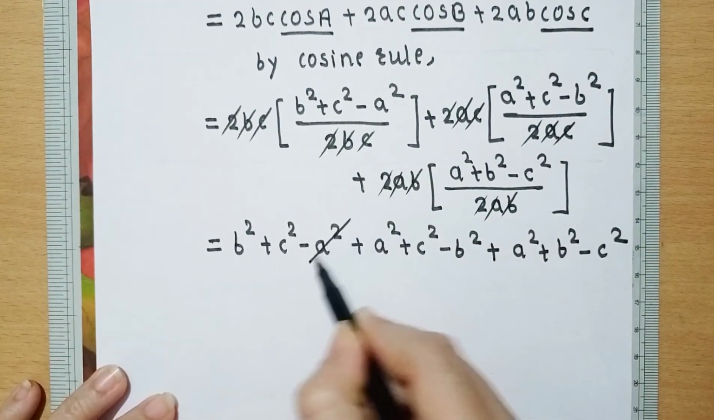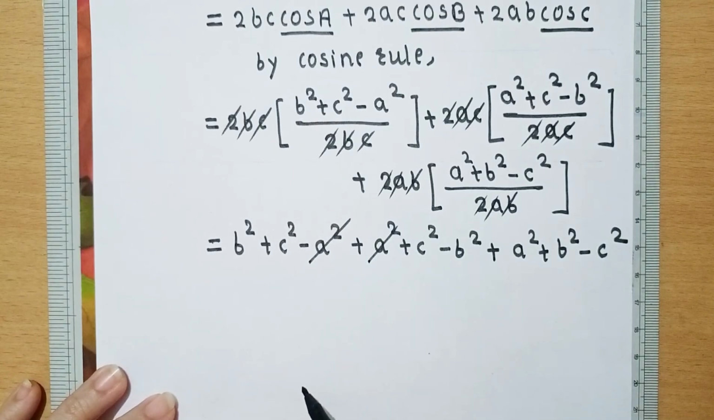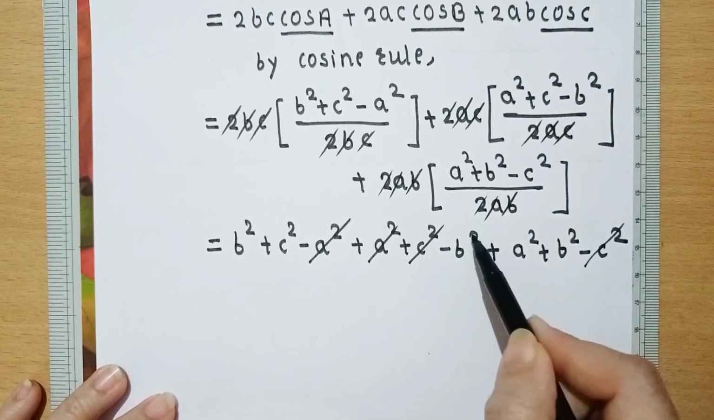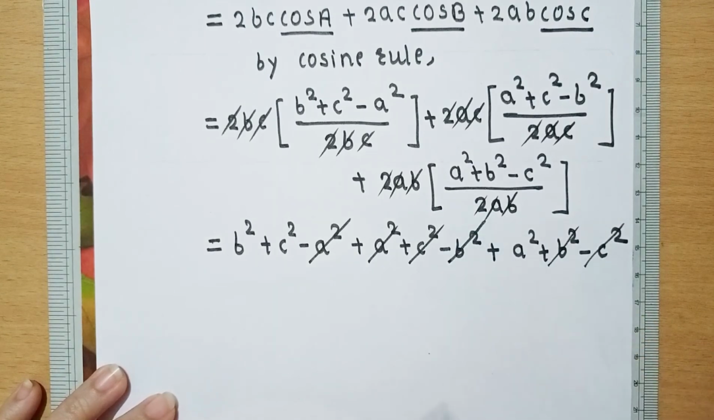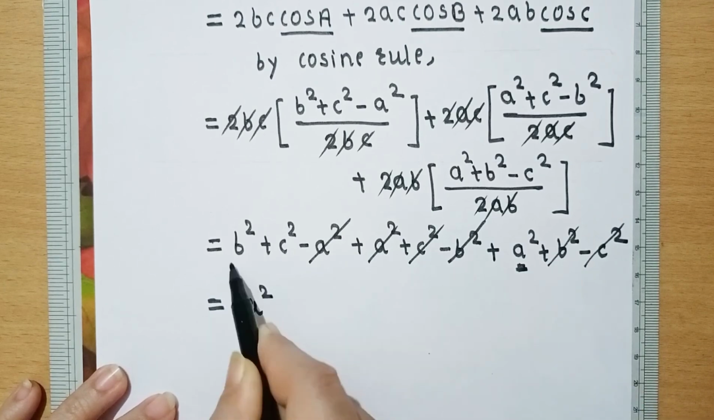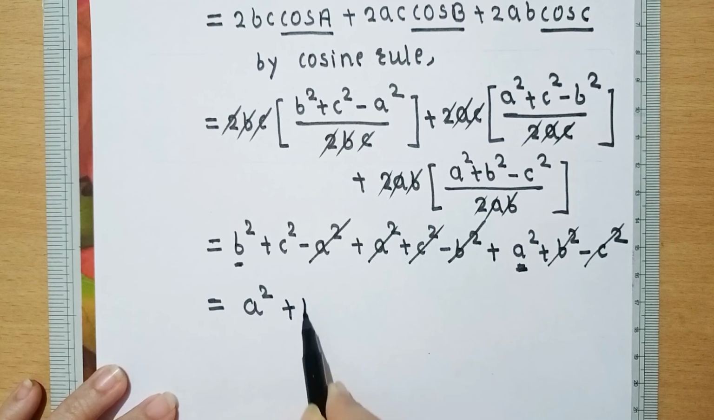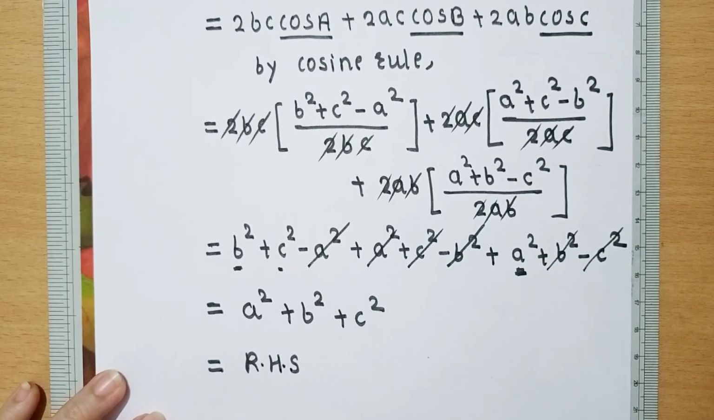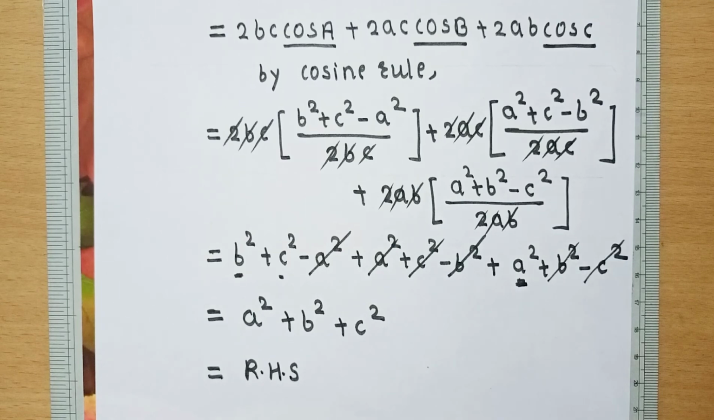So now minus a square plus a square get cancelled, plus c square minus c square get cancelled, and minus b square plus b square get cancelled. So check what is remaining. First we will write this is a square, then this is b square, and then this is c square, which is nothing but RHS of the given statement. So we have proved LHS equal to RHS.